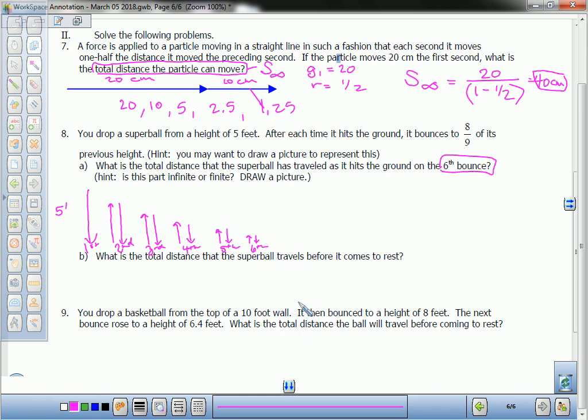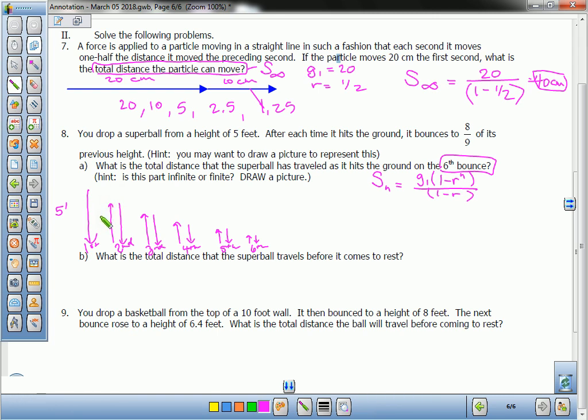Now, since this has a finite ending, we're not going to use the infinite geometric sum. We're going to use the finite one. So S sub n equals g sub 1 times 1 minus r to the n over 1 minus r. But guys, that gives us this. Let me change the color so you can see it. Drop, drop, drop, drop, drop, drop.